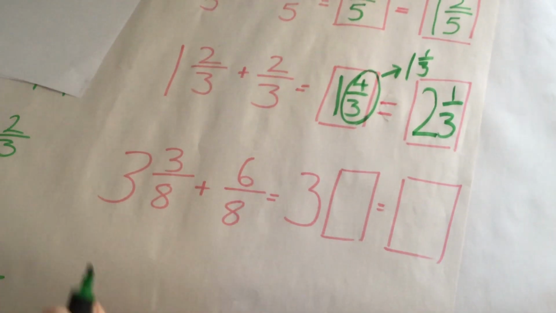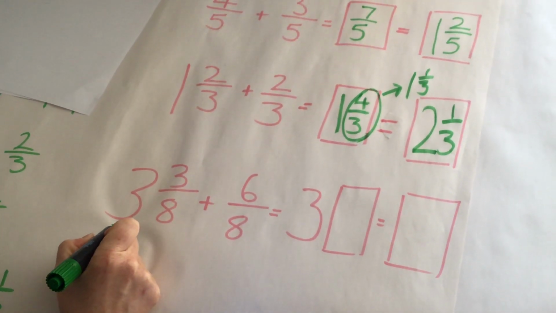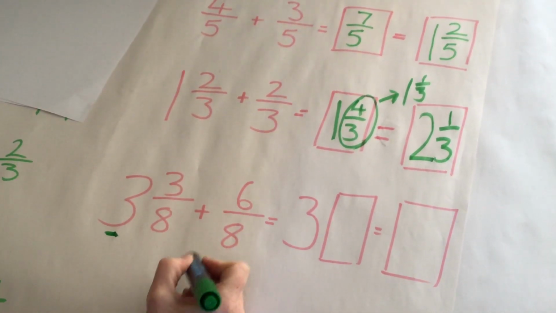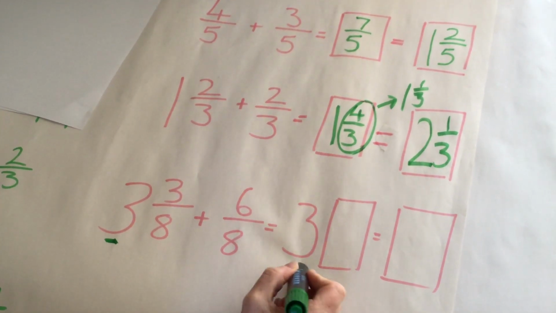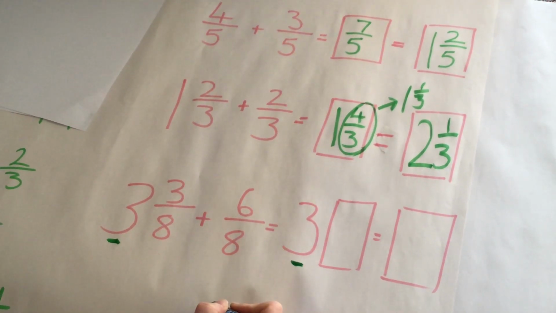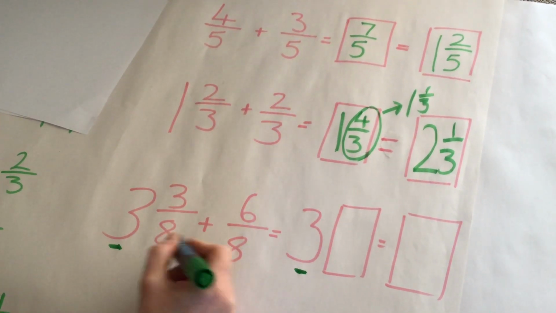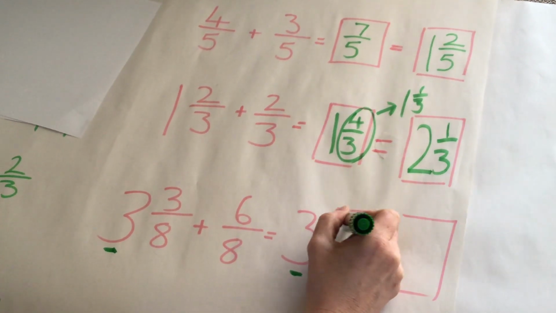There are a couple like this today. Look what we've got here. We've got 3 wholes already. And then we've got our fractions. We've got 3/8 added to 6/8. So we know straight away we're going to have our 3 wholes. Bring that straight over. And then we can think about our 8ths. 3/8 added to 6/8 is 9/8.